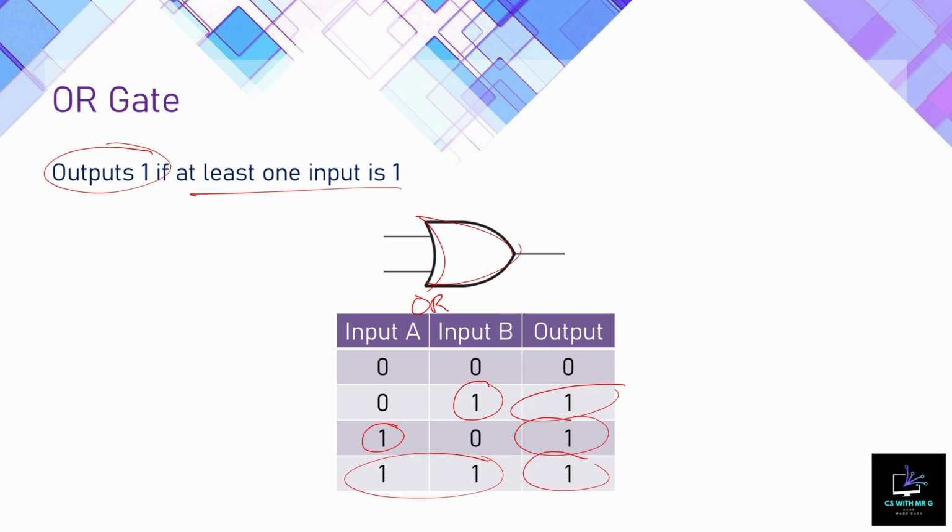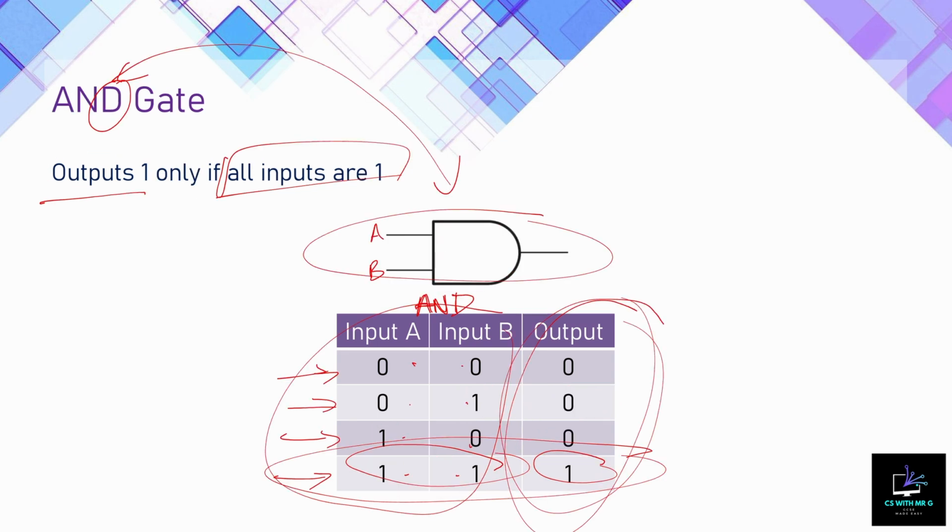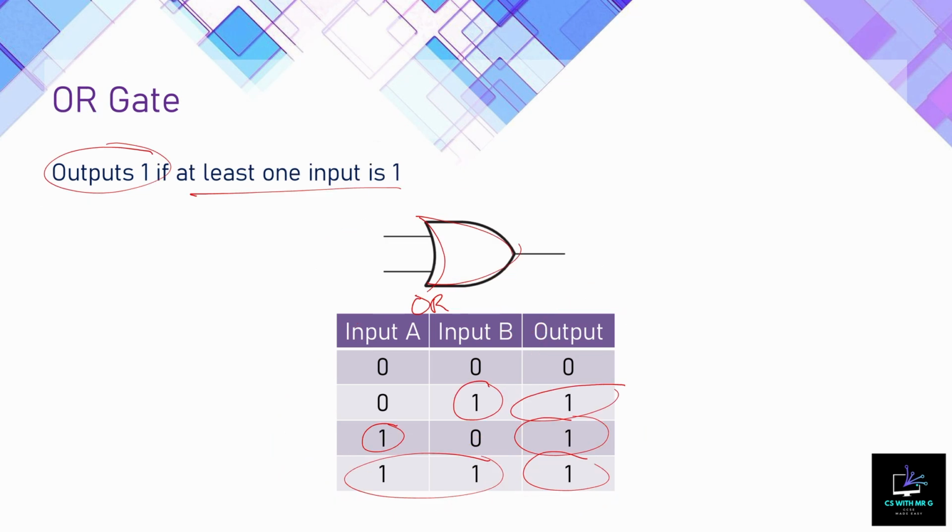So slightly different to the AND gate. An AND gate is only 1 when both inputs are 1. And an OR gate, as long as you have a 1 in either input, then the output will be 1.